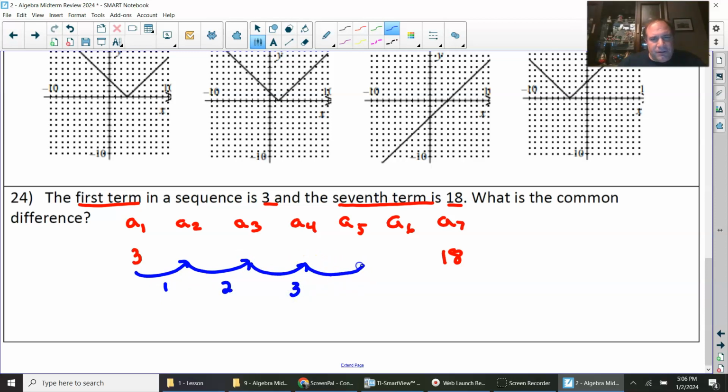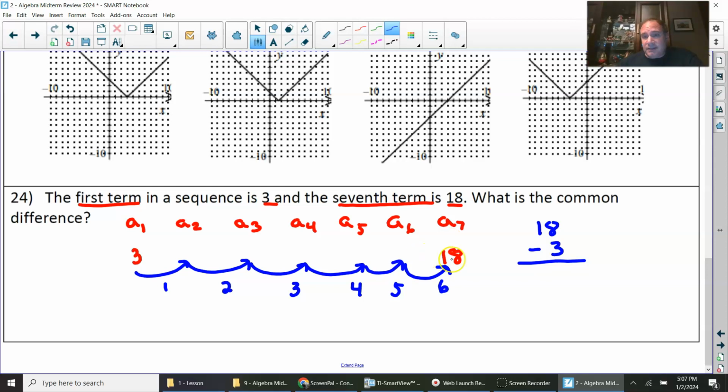This is 4 to get to a sub 5. This is 6, 5. And then the final one is 6. So 6 hops you'll get to from 3 to 18. So what you do is you just take 18 and minus 3, subtract 3 from it. Because from 3 to 18, this is like the difference that you're trying to figure out.